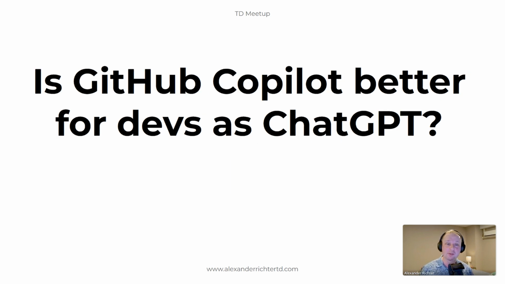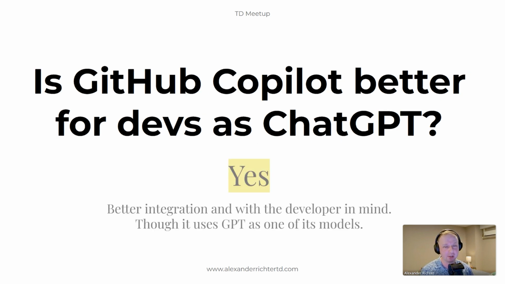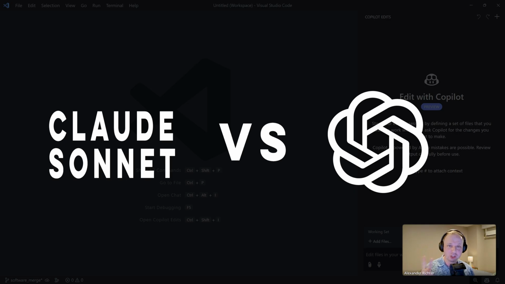Is GitHub Copilot better for devs than ChatGPT? Absolutely. The best thing about it is it actually uses the GPT model. So with GitHub Copilot, one of the benefits is you can pick at the moment between 2 big models, Claude and GPT. So ChatGPT is actually part of it, but you have 2 different models and they are different.